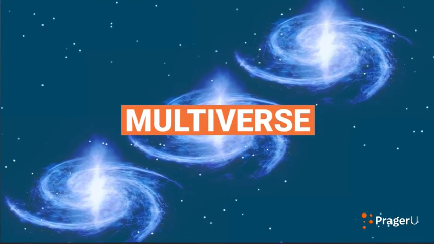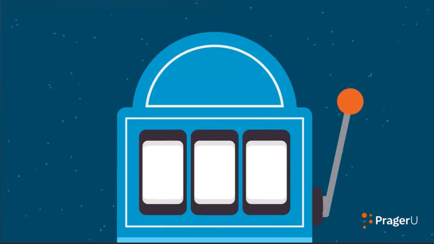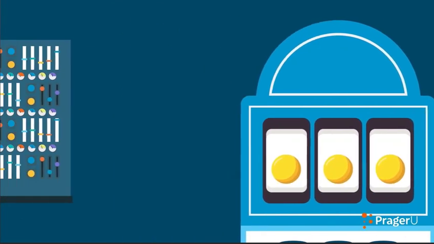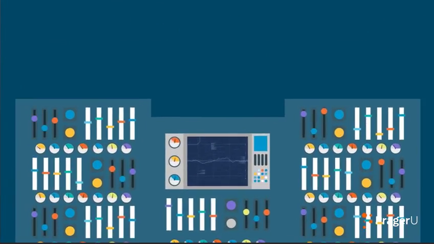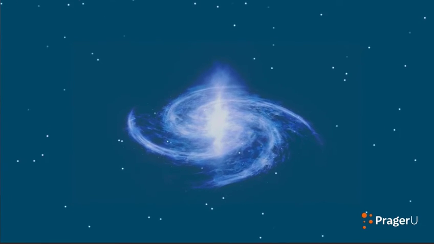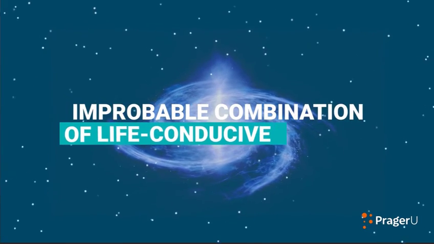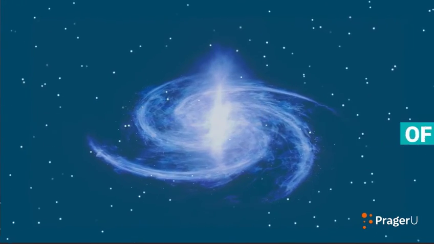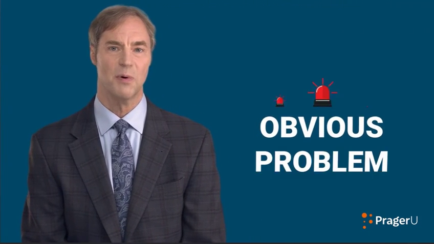To avoid this conclusion, some physicists have postulated another speculative hypothesis, the existence of a vast number of other parallel universes. This so-called multiverse idea portrays our universe as the outcome of a cosmic lottery, in which some universe-generating mechanism spits out billions and billions of universes, so many that our universe, with its improbable combination of life-conducive factors, would eventually have to arise. Yet advocates of the multiverse overlook an obvious problem.